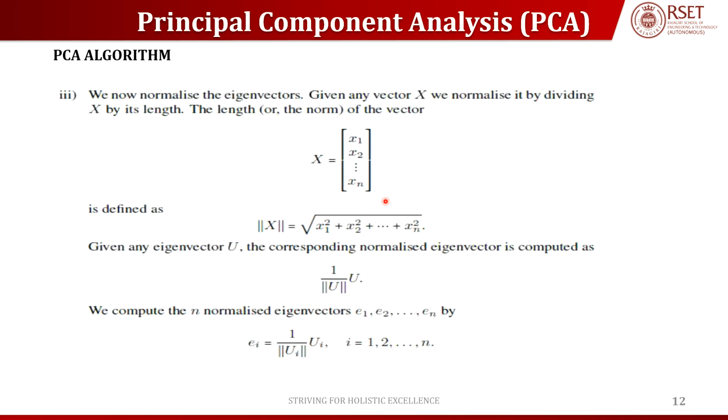Now as a sub-step, it is critical to normalize the eigenvectors. A normalized vector has a length or norm equal to 1. The norm of a vector x is defined as the square root of the sum of the squares of its elements, that is given over here. So we compute the normalized eigenvector ei by dividing the original eigenvector ui by its norm. These normalized eigenvectors E1 through En will be used in the next step to transform the data.